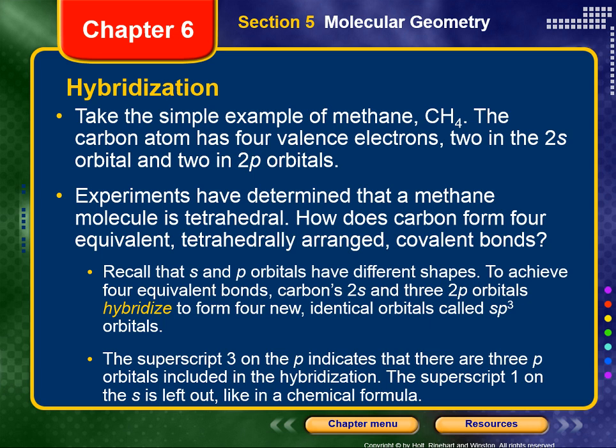Two of carbon's valence electrons occupy the 2s orbital, and 2 occupy the 2p orbitals. Recall that the 2s orbital and the 2p orbitals have different shapes. To achieve 4 equivalent bonds, carbon's 2s and 3 2p orbitals hybridize to form 4 new identical orbitals called sp3 orbitals. The superscript 3 indicates that 3 p orbitals were included in the hybridization. The superscript 1 on the s is understood and not written.